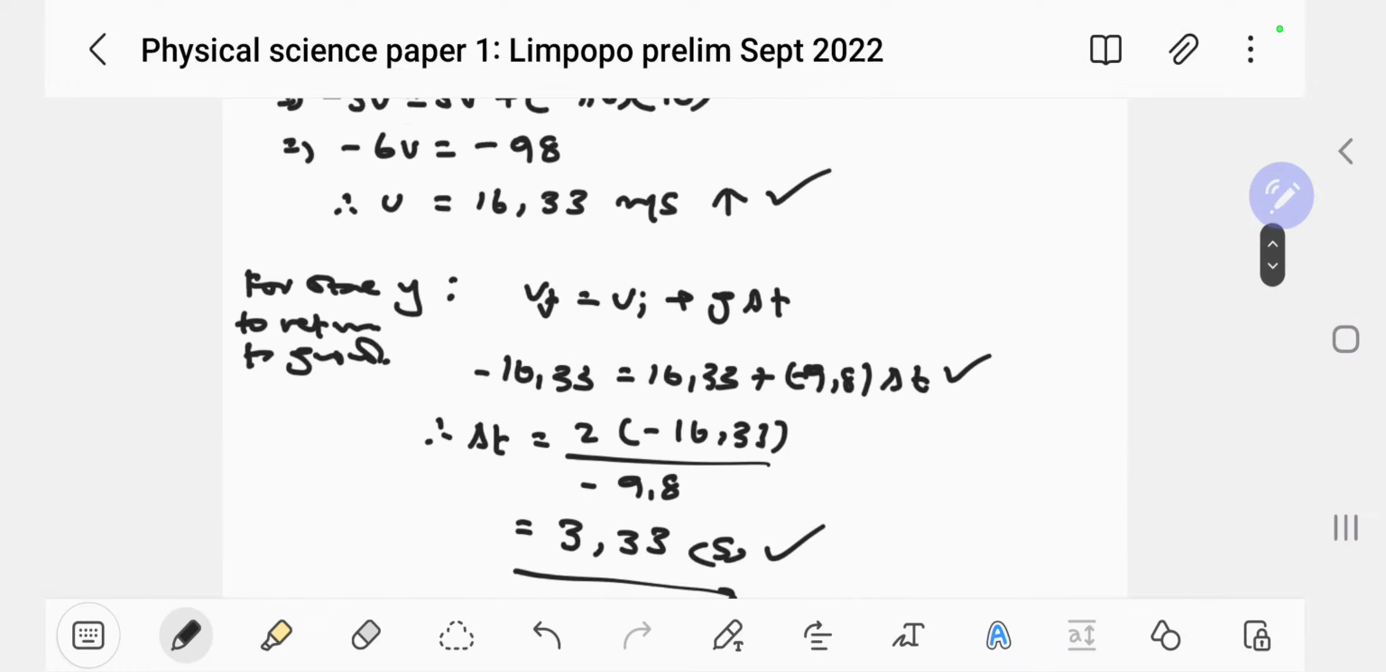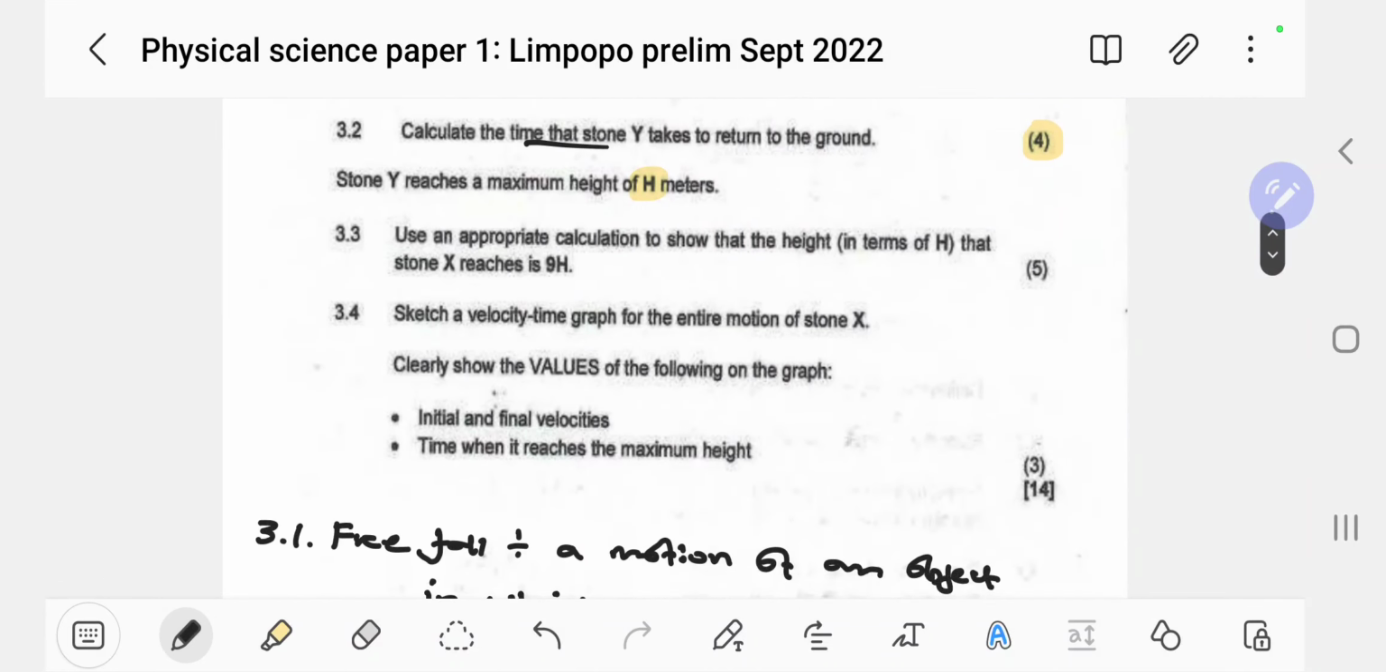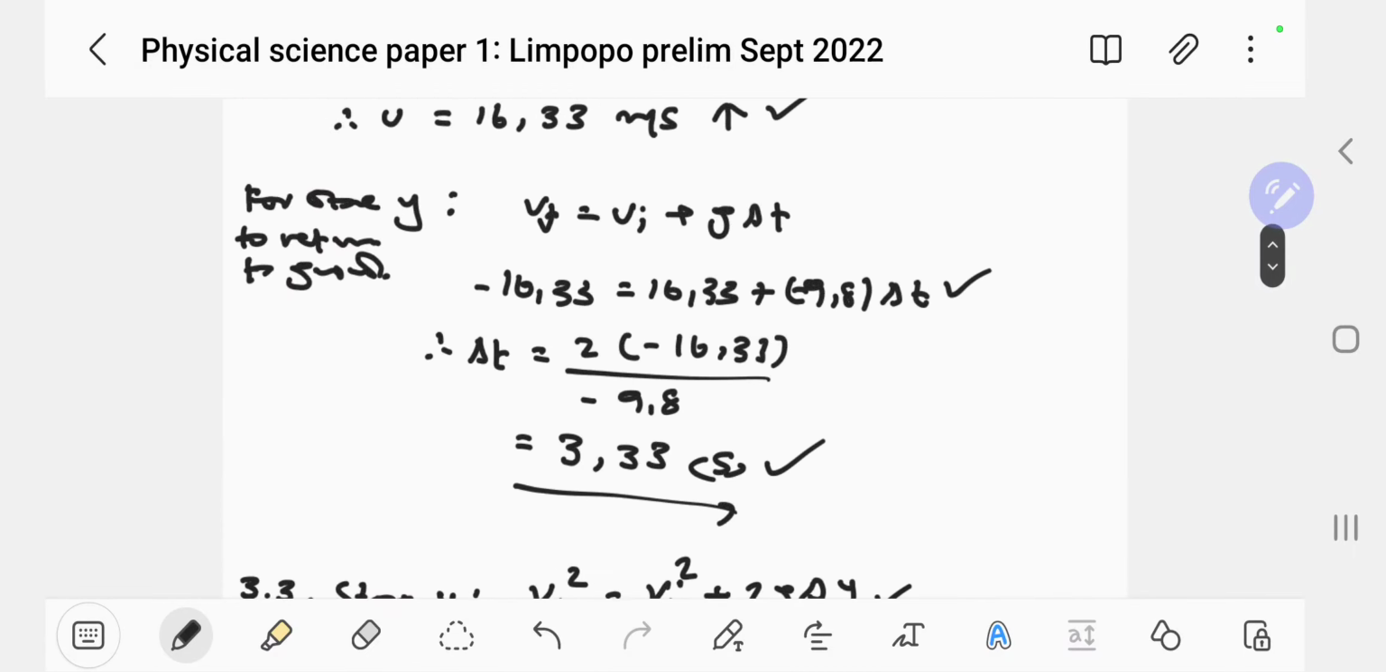Okay guys, hey, we're spending too much time now here and we need to move. Not a problem. So we are told here again, this is a famous question, velocity time graph, so you need to know how to do this. Sketch a velocity time graph for the entire motion of stone x. Okay, entire motion of stone x. Clearly show the values of the following on the graph: the initial, final velocities, the time taken when it reaches the maximum height. Easy stuff, guys. No need to lose any marks here.